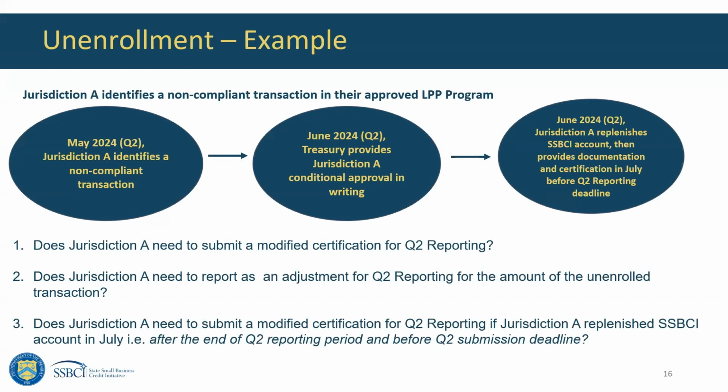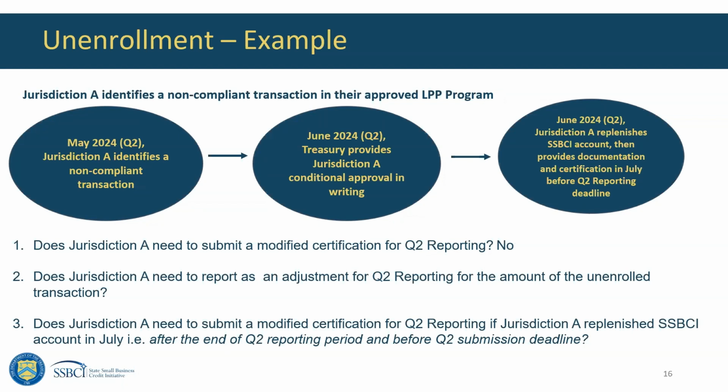Jurisdiction A then replenishes the SSBCI account at the end of June, which is still in Q2, and sends their documentation and certification in July, which is after the reporting period for the second quarter, but before the submission deadline. Okay, with that, we're going to go through these 3 questions. Does jurisdiction A need to submit a modified certification for Q2 reporting? The answer is no, because the replenishment took place within the second quarter reporting period.